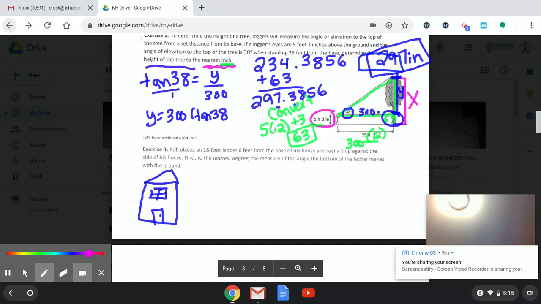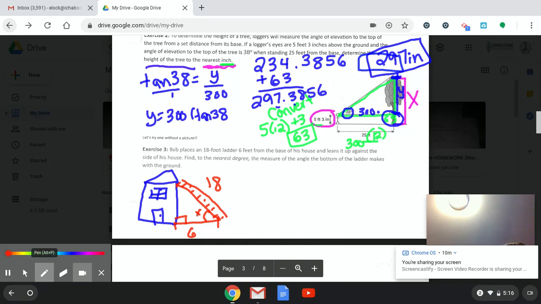But what he's doing is his ladder is set up against a house. So Bob places an 18-foot ladder 6 feet from the base of his house. So the ladder is 18 feet, is going to be our hypotenuse, and it's placed 6 feet from the base of the house. Find to the nearest degree the measure of the angle the bottom of the ladder makes with the ground. So here we're looking for the angle measure.